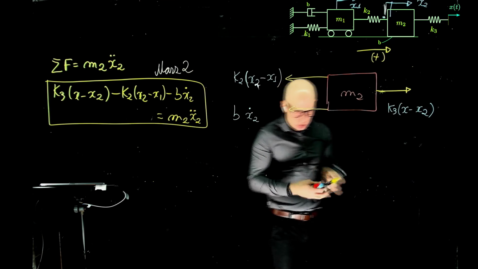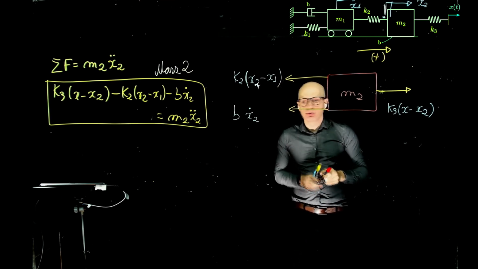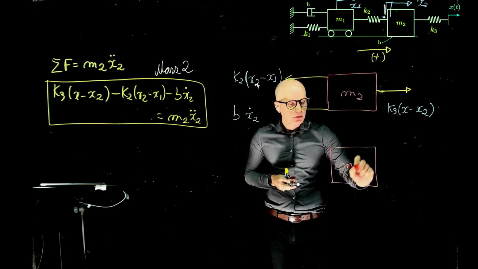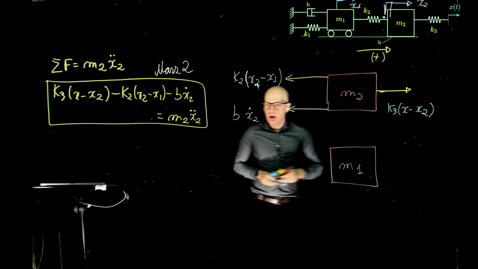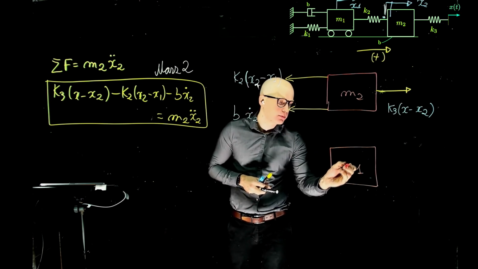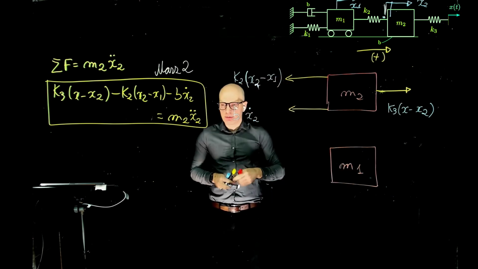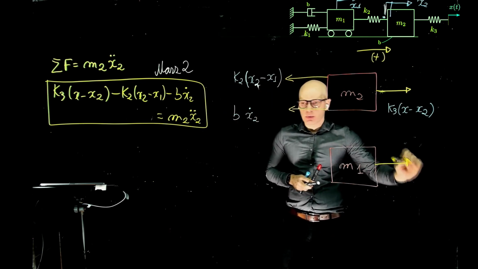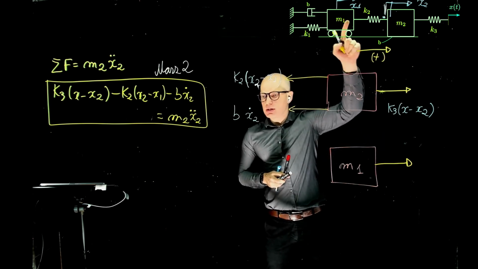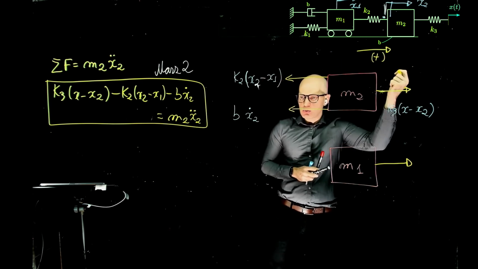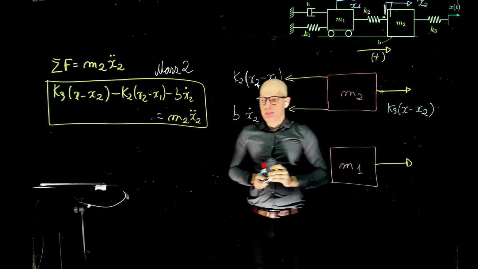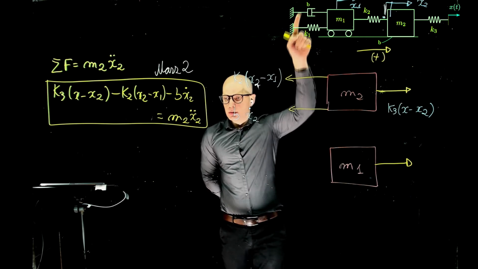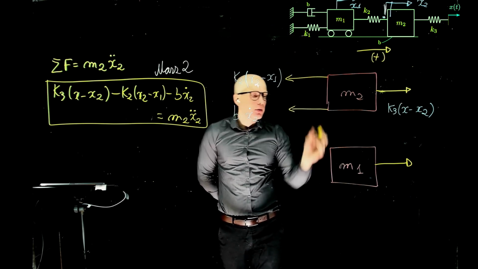Let's do mass 1. We are already running out of time as usual, so let's do mass 1 quickly. Tell me what forces act on mass 1. We have one force here to the right. Where is this coming from? This is this spring making mass 1 move to the right. What else do we have there? One going to the left from the damper and one to the left from the other spring.